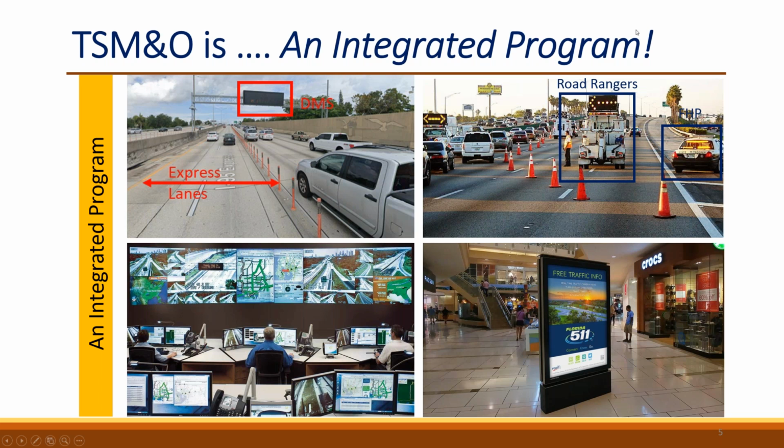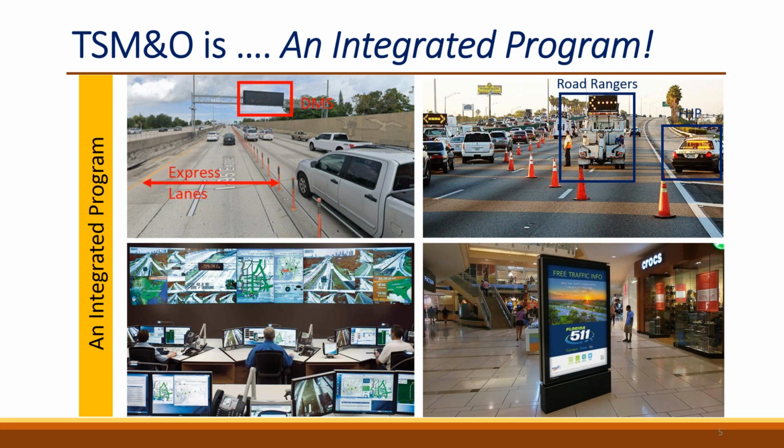For example, if you look at the first top leftmost figure, we do have express lanes and we do have dynamic message signs. These are two TSMO strategies that are deployed in order to improve or alleviate congestion on I-95. On the right, we have road rangers and also FHP, Florida Highway Patrol. Again, two different TSMO strategies in order to improve safety and alleviate congestion.